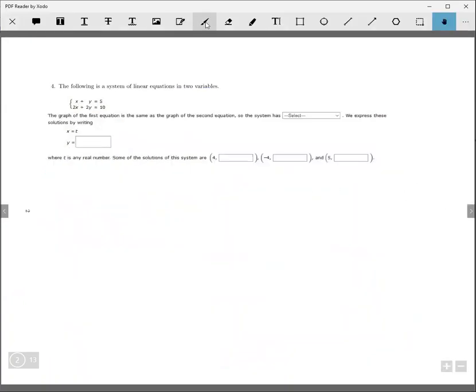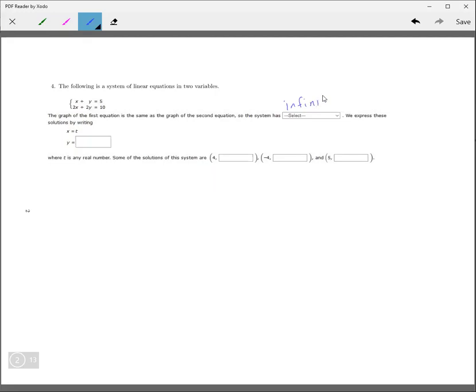Let's look at the exercises and try to go over and see what happens. Okay, so the graph of the first equation is the same as the graph of the second. So this is the third case where there's infinitely many solutions, because you notice that this second equation is just 2 times the first equation. So this has infinitely many solutions.